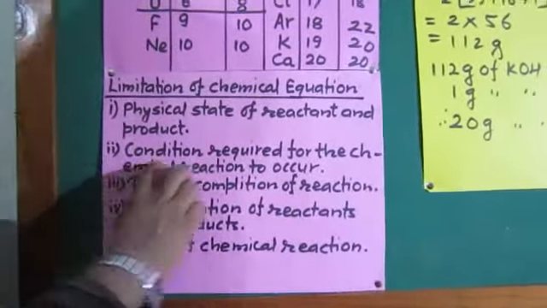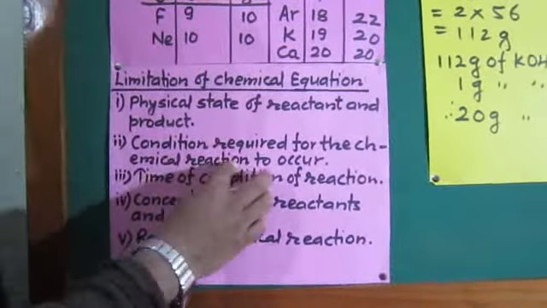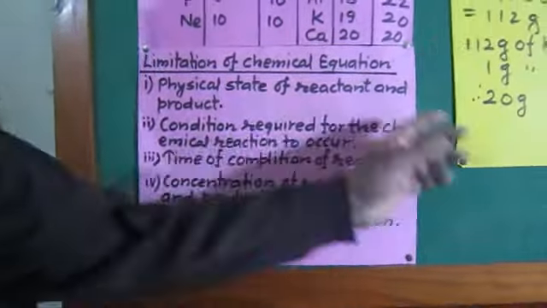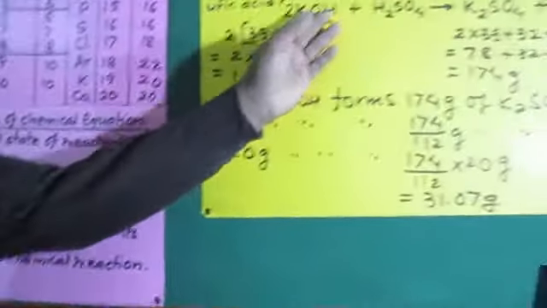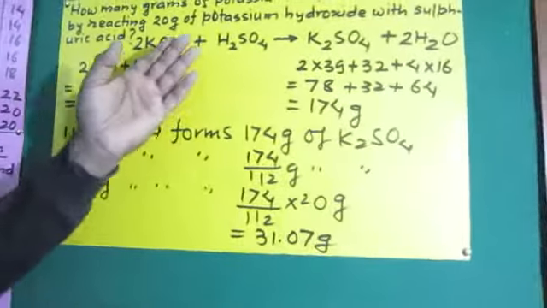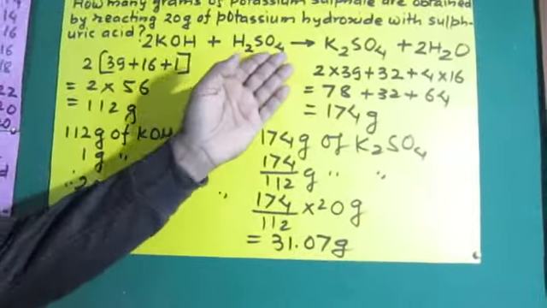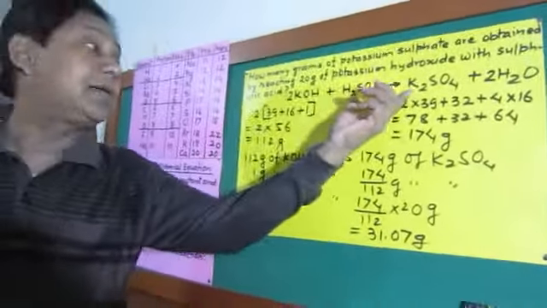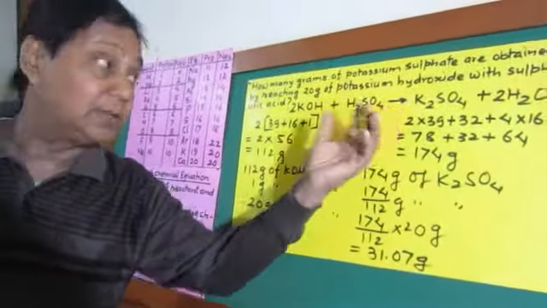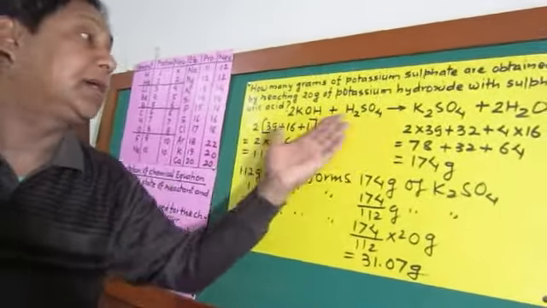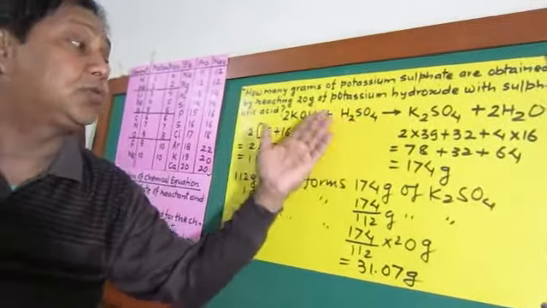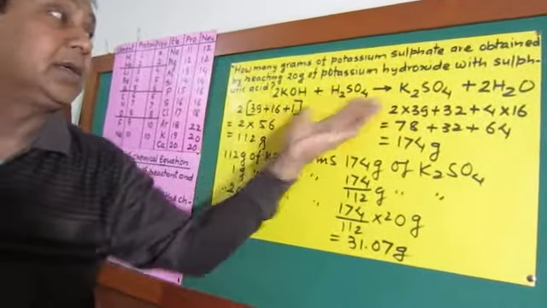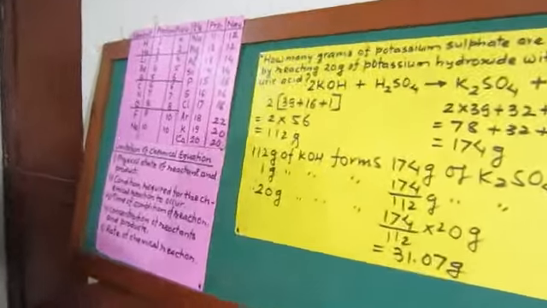Another, the condition required for the chemical reaction to occur. I mean to say, when two compounds, or an element and a compound, react with each other, whether heat is needed or not, whether pressure is applied or not, and whether a catalyst is used or not, these conditions cannot be understood by looking at the equation. Here it is not given in which condition this reaction occurred.